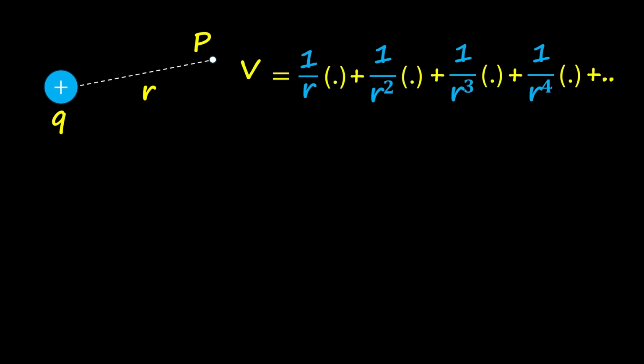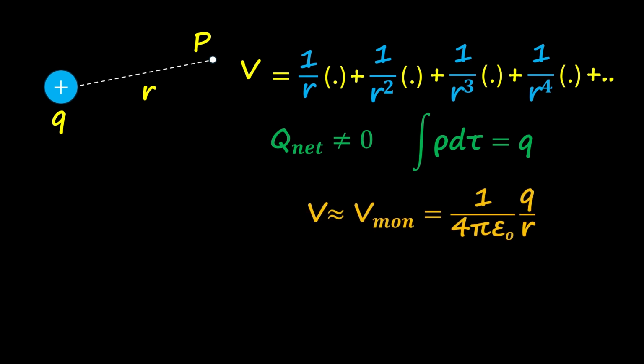Now let us analyze the basic potential formula, that is the potential due to a charge at a distance r at a point P. So here also we can use the same formula. So we have this formula. Now here the net charge is non-zero, so this integration will be equal to Q. So the dominating term will be the monopole term, so we can approximate the potential by this formula. And that is what we have been using in our school physics.